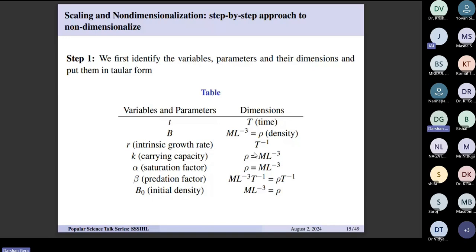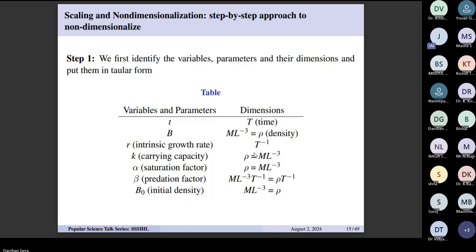r is the intrinsic growth rate per unit time, T inverse. K is the carrying capacity, which is again density, M L minus 3. Alpha is the saturation factor, so it is again density, M L minus 3. Beta is the predation factor, so it will be rho T inverse, where rho is M L minus 3. B0 is again the initial density, so it has the same dimension.